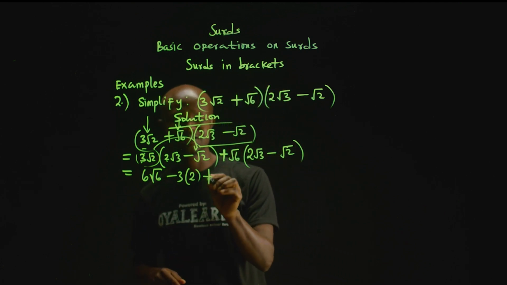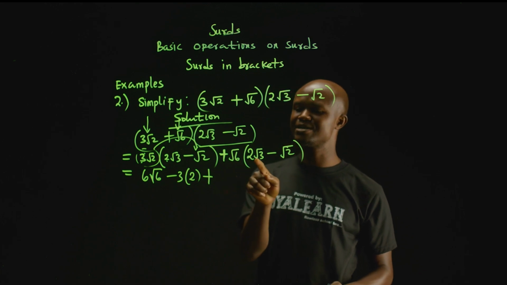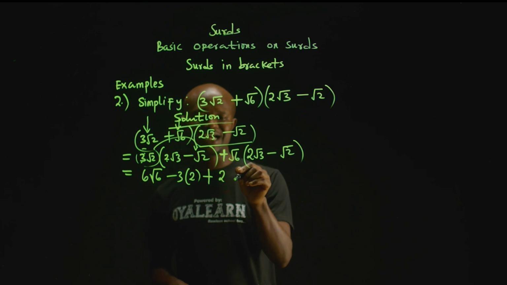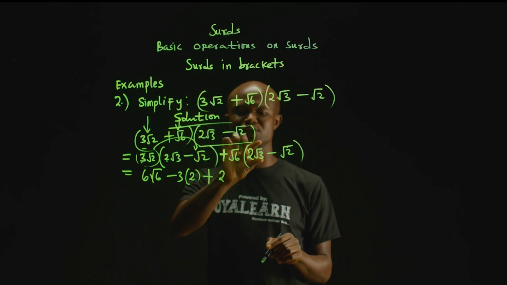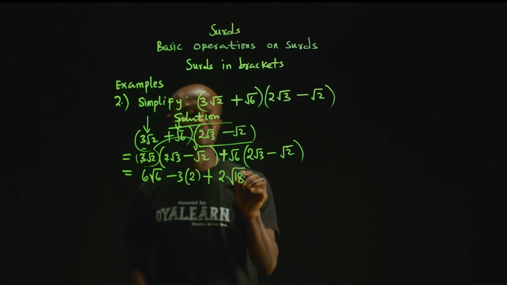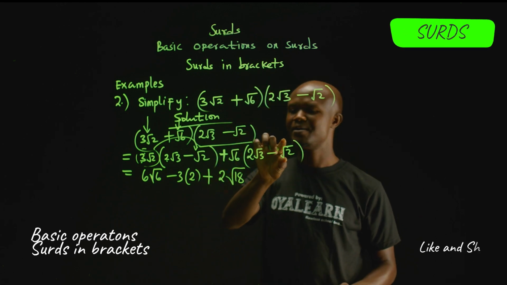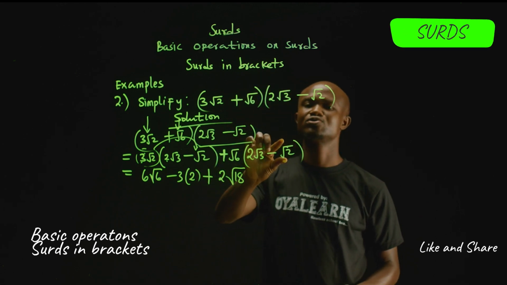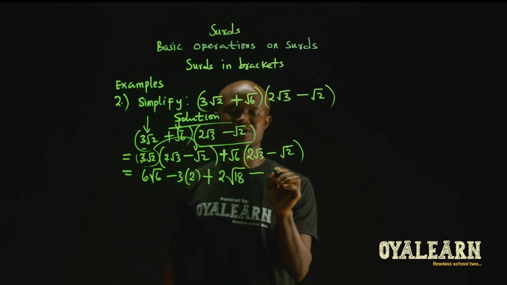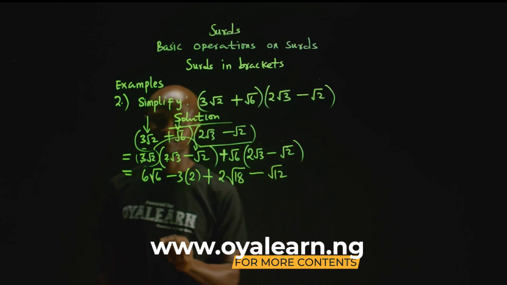Now we go to the next part. That's the second part. √6 is the multiplier here. √6 times 2√3, what are we having? We have 2, then the ones inside the square root we multiply, what are we having? We have √18. This same √6, which is the multiplier, we multiply by minus √2. So √6 times minus √2 will give us what? Minus √12.